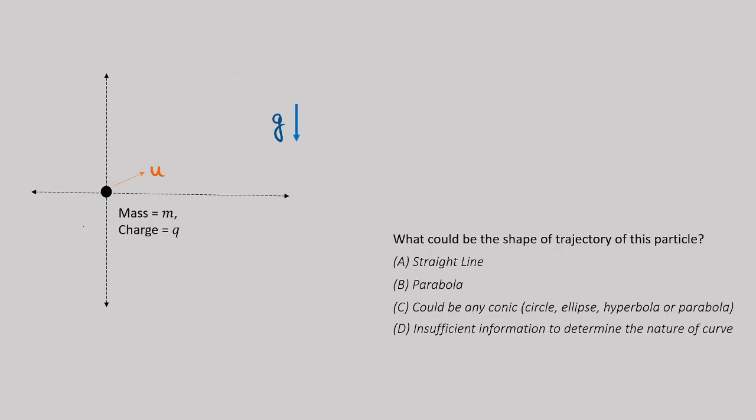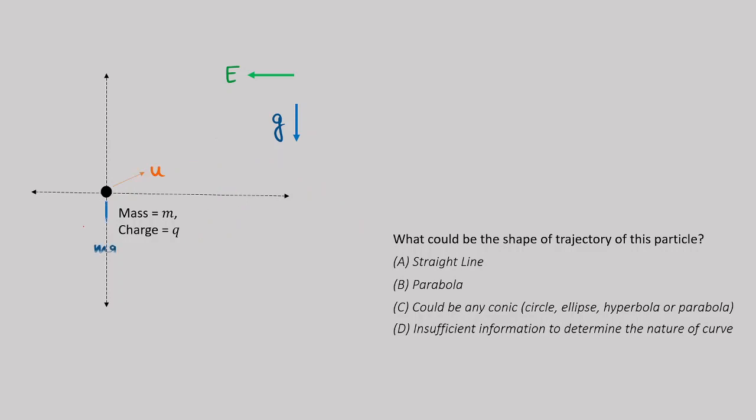Well, how to deal with this question? First, suppose that there was no electric field. Then we all know that the path would have been a parabola. But if there is this electric field, because of this the particle will start to drift in this direction and it will have this kind of trajectories. What could be the shape of these kind of trajectories?